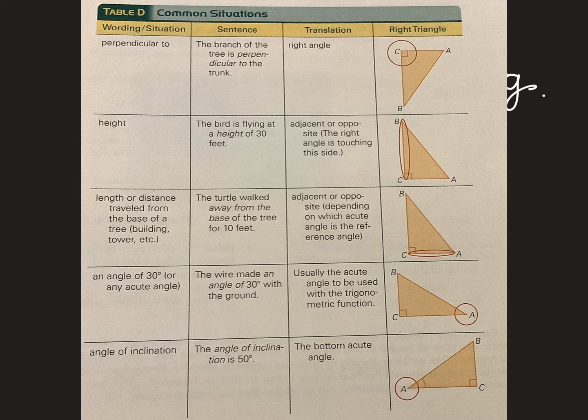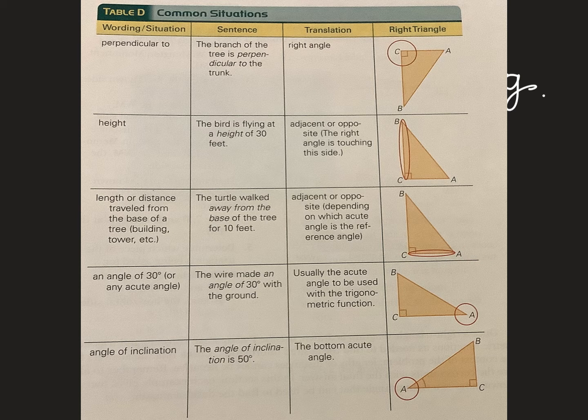All right, and then the height is always going to be an adjacent or opposite side. It's not going to be the hypotenuse. So length or distance traveled, like from the base of a tree, building, whatever. So, like, the turtle walked away from the base of the tree for 10 feet. So again, it's going to depend on what your reference angle is, but that's typically going to be along the bottom. You just kind of draw it how it says it.